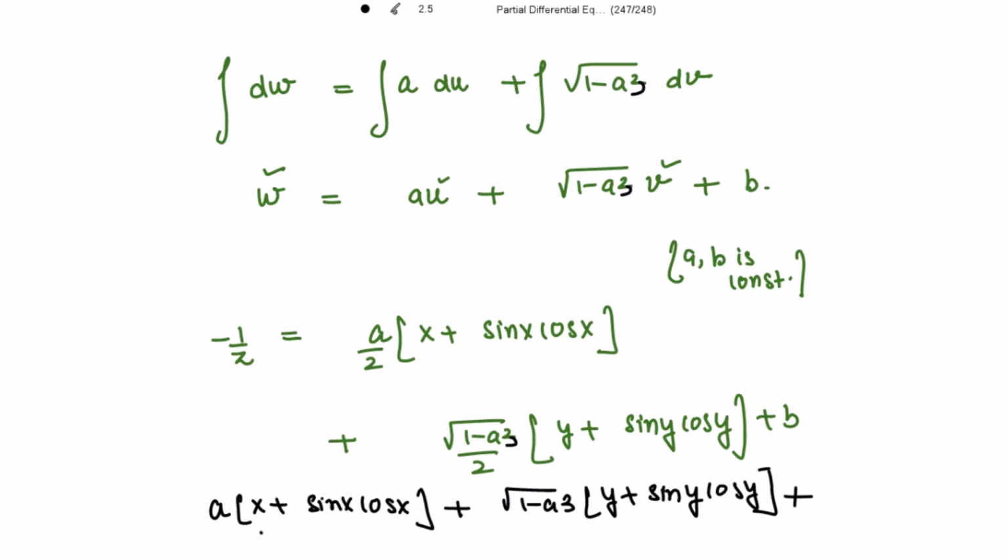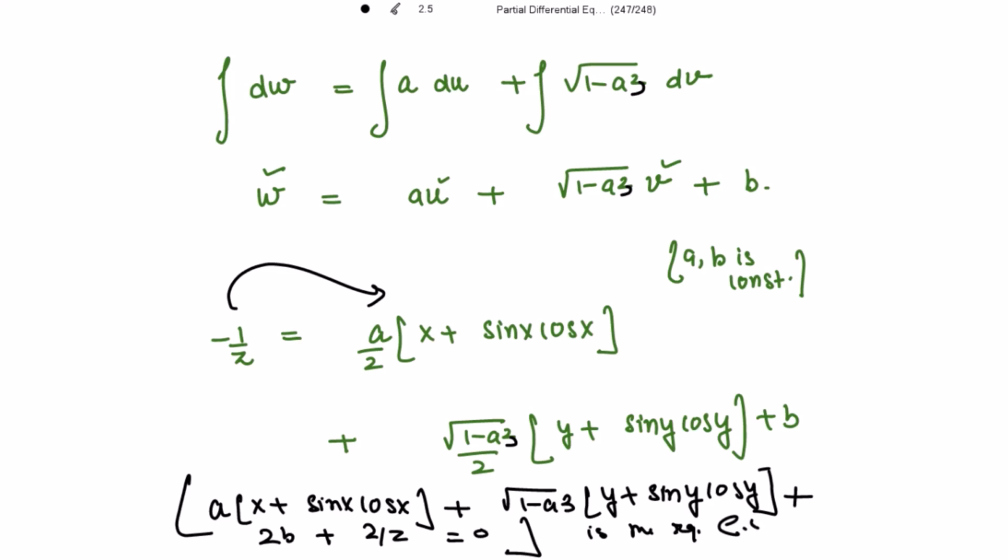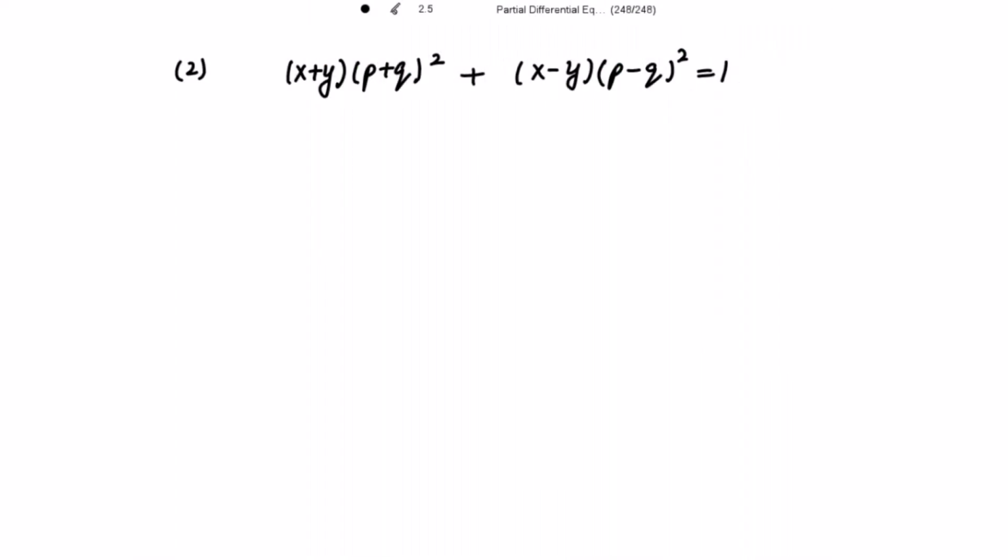plus twice of b, plus, if I take minus 1 by z to the right hand side, we have 2 divided by z to be equal to 0. So this is the required complete integral. We have x plus y over here and x minus y over here.